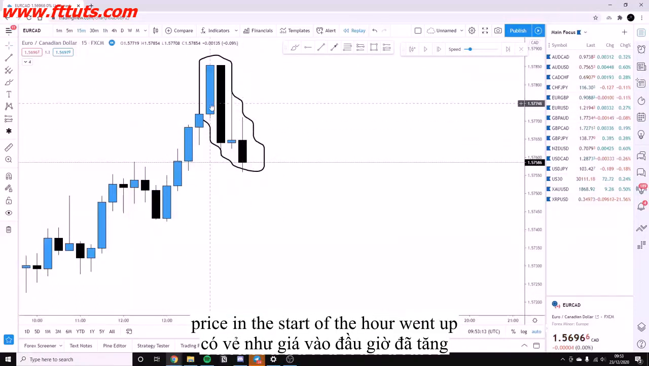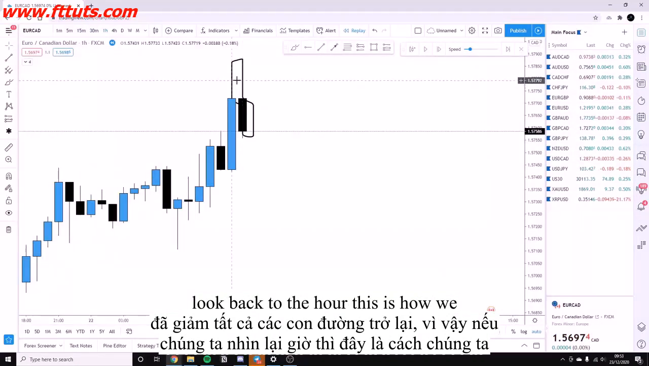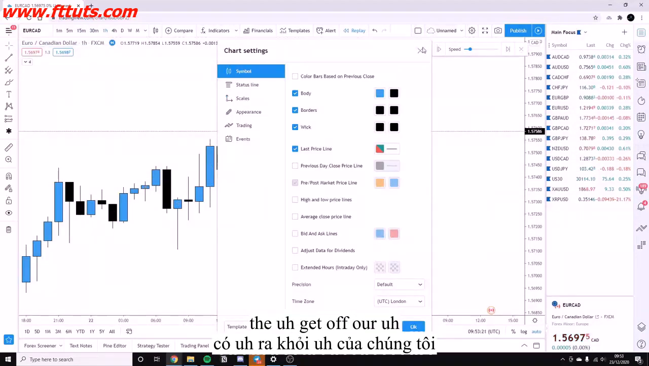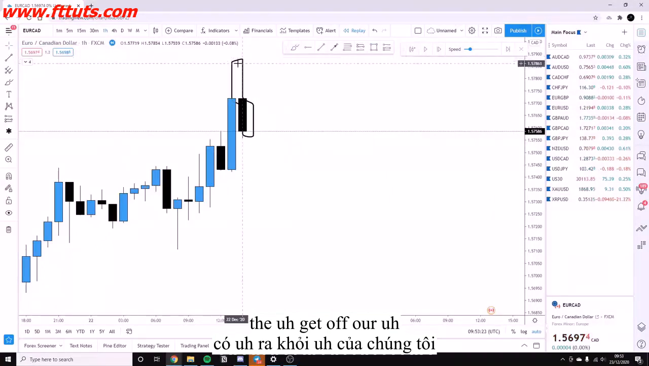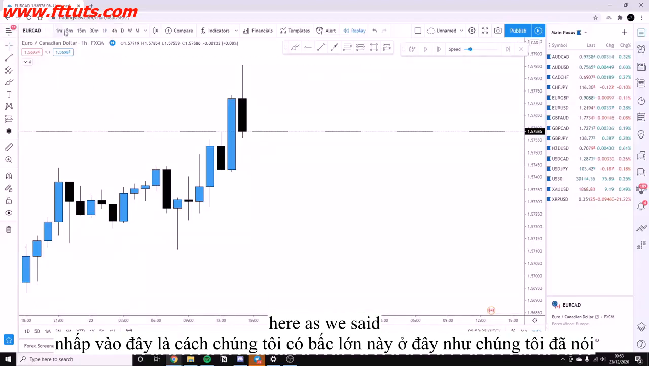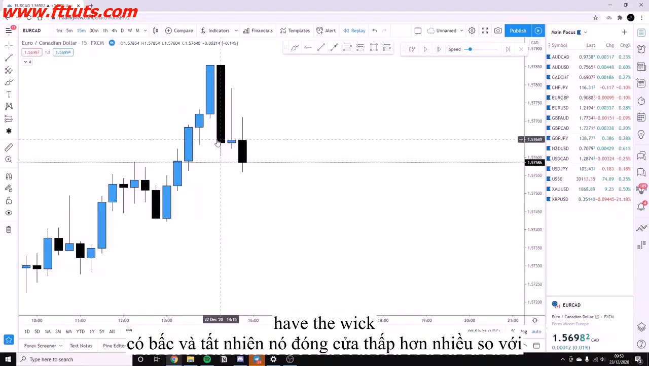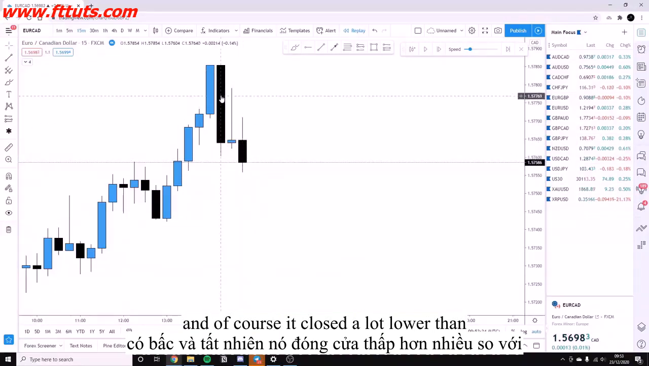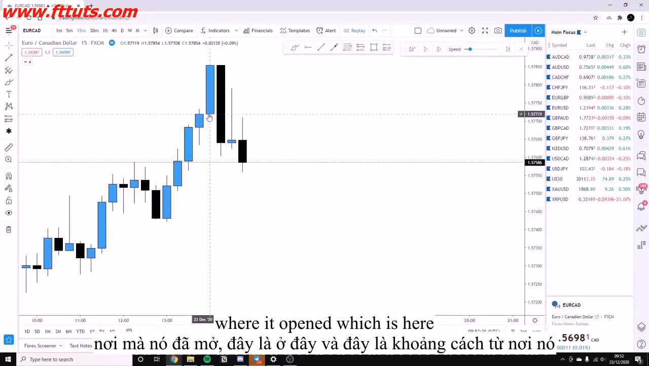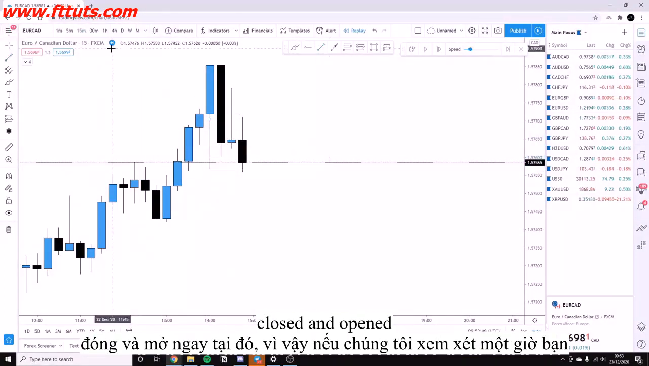So price in the start of the hour went up, dropped all the way back down. If we look back to the hour, this is how we have this big wick here. As we said, in that 15 minutes to begin with, it went up and it dropped down. This is how we have the wick, and of course it closed a lot lower than where it opened, which is here. This is the distance from where it closed and opened, right there.